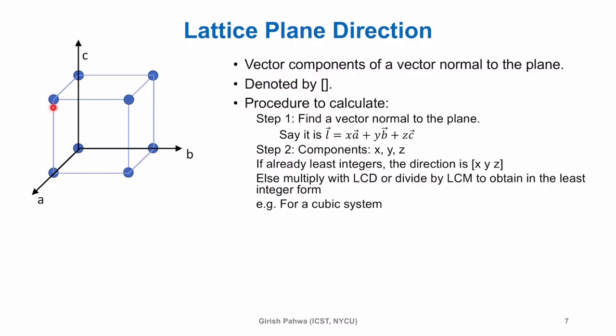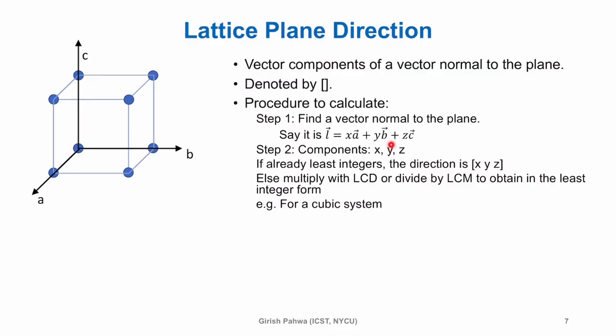Any vector which is normal to this plane. How do you represent that? So that vector can be represented by what? It is along the A direction, and in the B and C directions the vector does not have any components, right? Only then will the vector be perpendicular to this plane. It does not have any component in B and C. It is along the A direction, so x will be something, but y and z will be 0. So it will be some x, 0, 0.